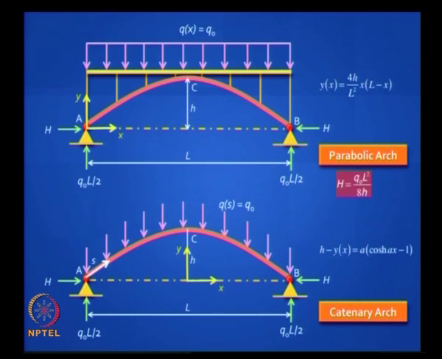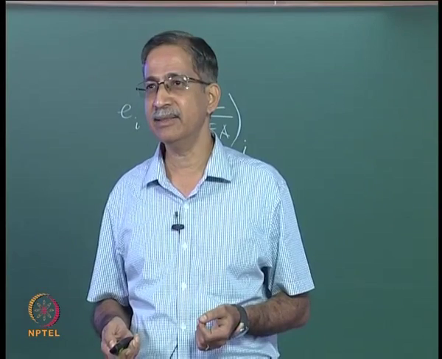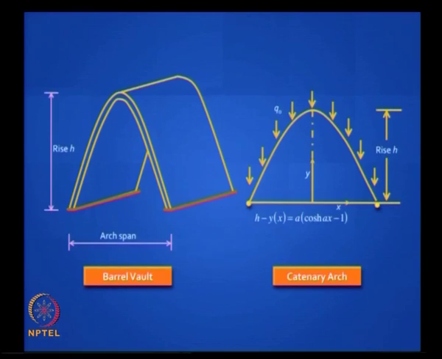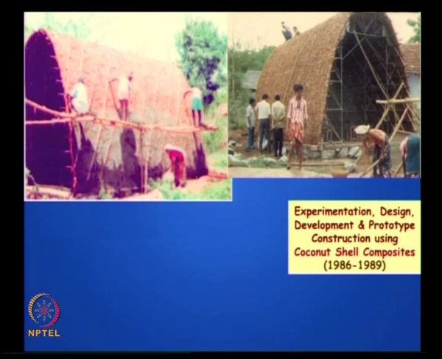The boundary conditions are not important, so if you have a uniformly distributed load along the horizontal span, the parabola is the ideal shape. If you have a self weight kind of loading, then the catenary arch is the ideal shape. You can build vaults with this shape, and traditionally this used to be done.